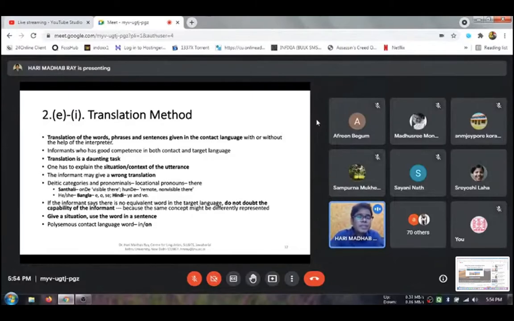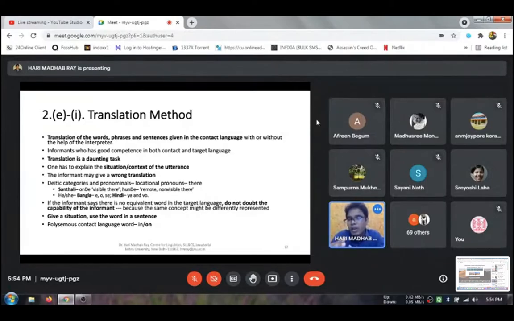So give a situation, use the word in a sentence. Instead of giving a particular word, you can give a situation and use the word in a sentence, because every language, as I told you, is different. Just giving you one or two examples. Even the concept of "in" and "on" depends on different languages; the concept of in and on is also different.